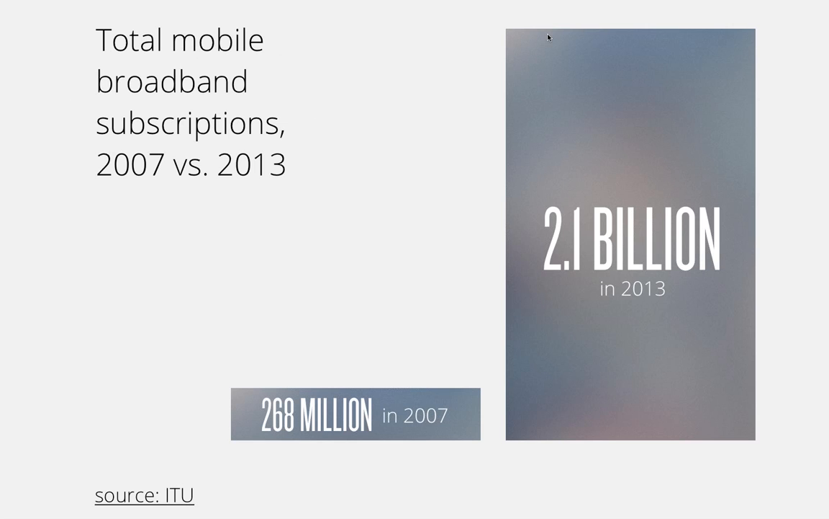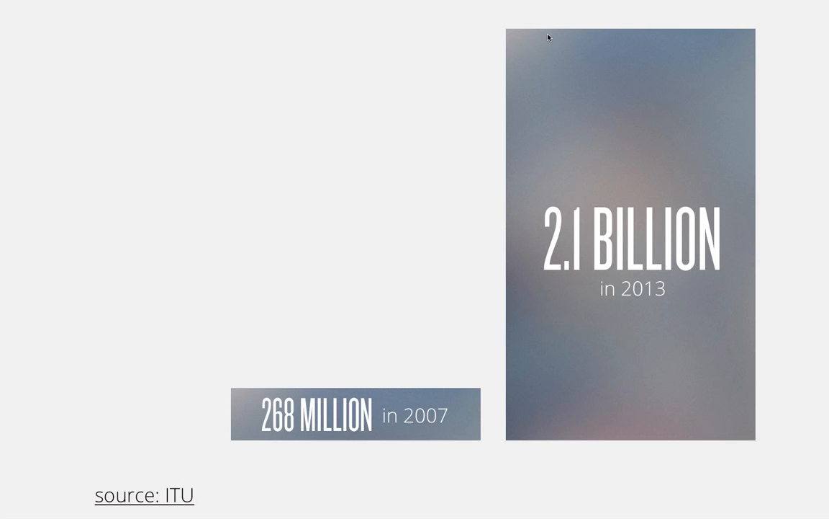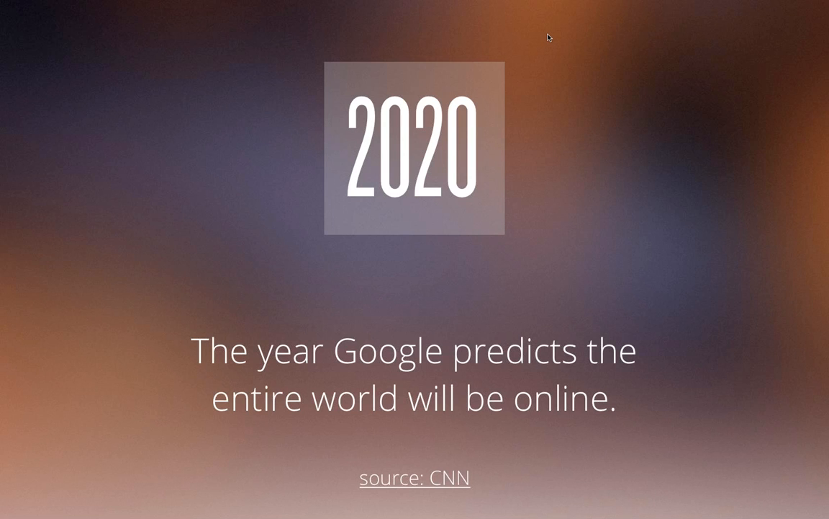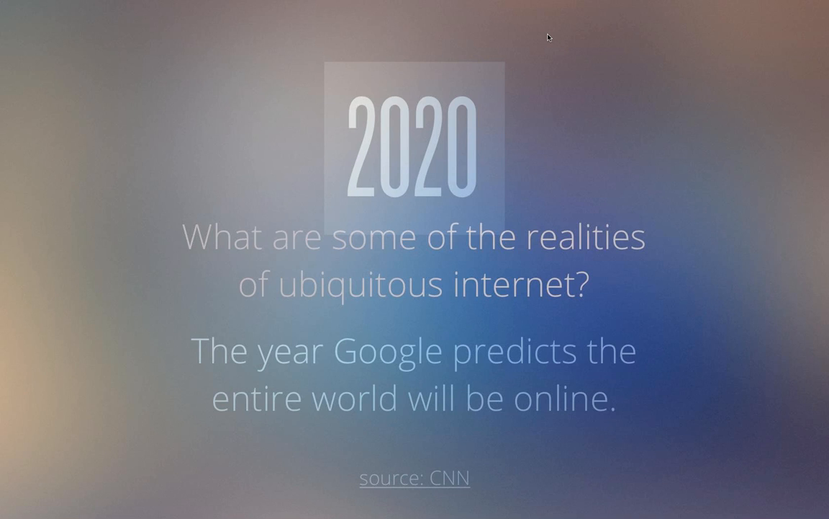Total mobile broadband subscriptions 2007 versus 2013: 268 million in 2007, 2.1 billion in 2013. So even though things really aren't ubiquitous yet, we are seeing just tremendous growth, particularly in mobile around the world. This is the year that Google predicts the entire world will be online. So we can line up that explosive growth from the previous slide with this idea that ubiquitous internet is coming, and it's coming very soon to the world.